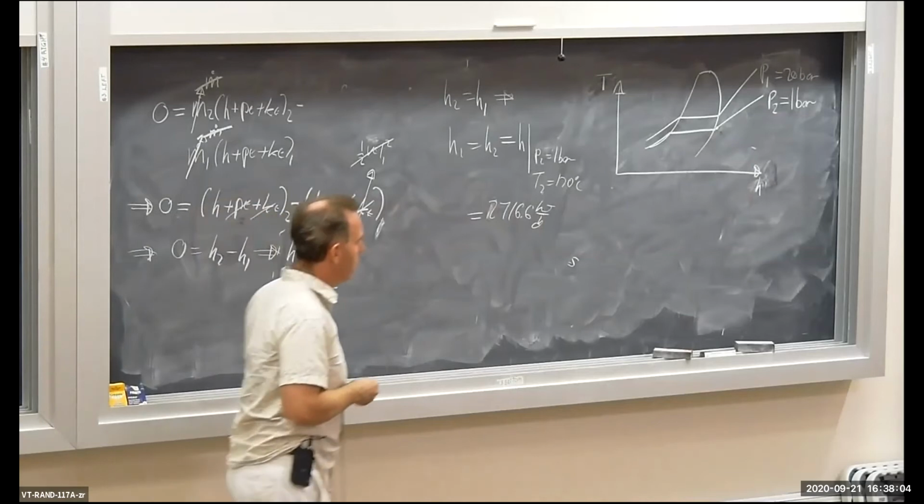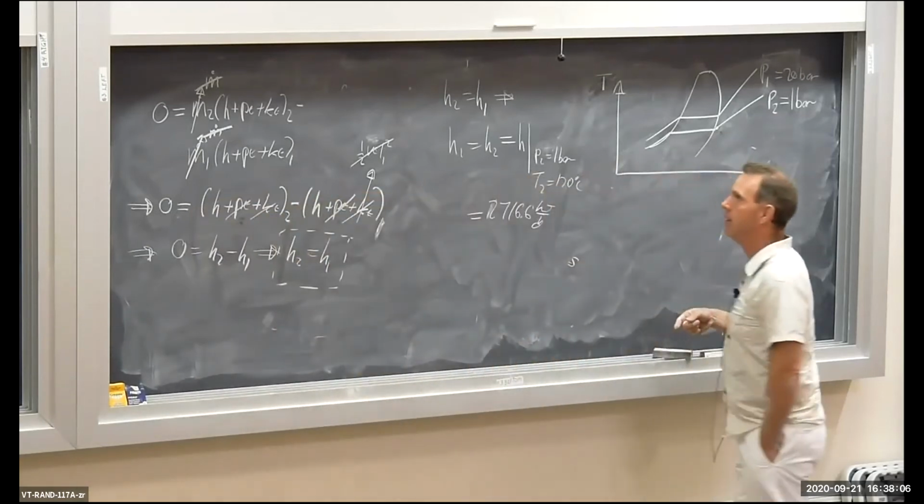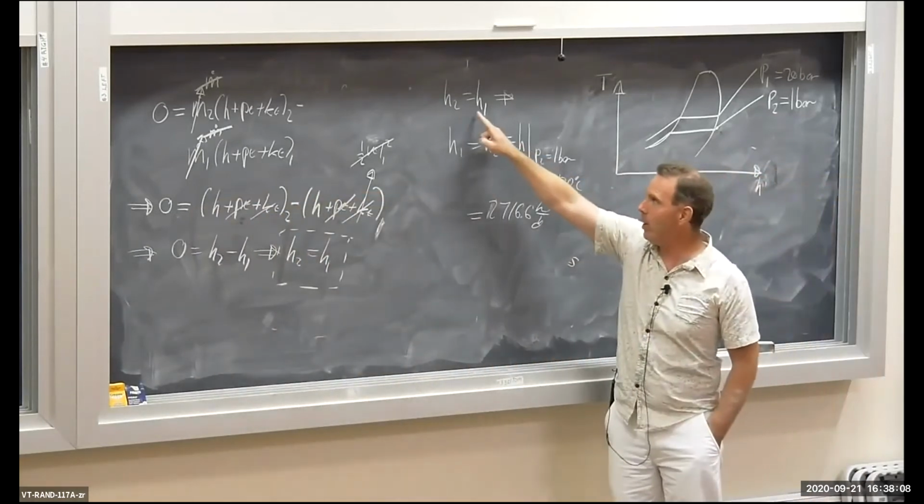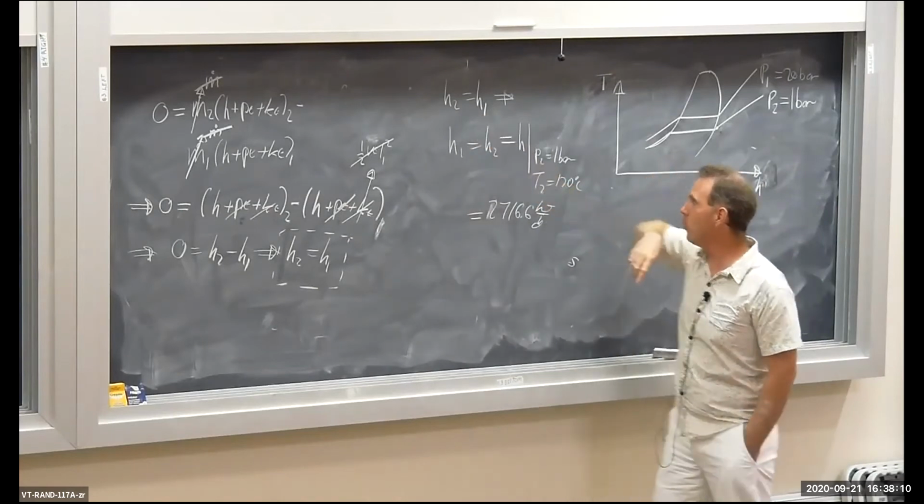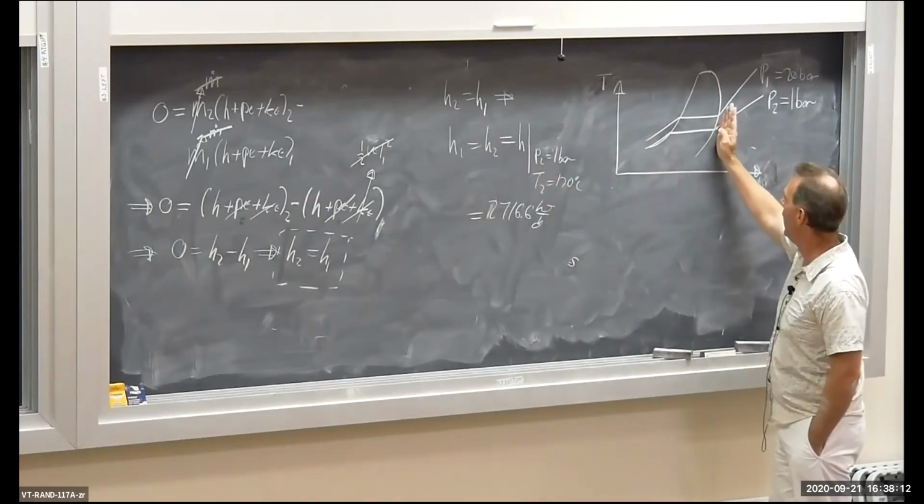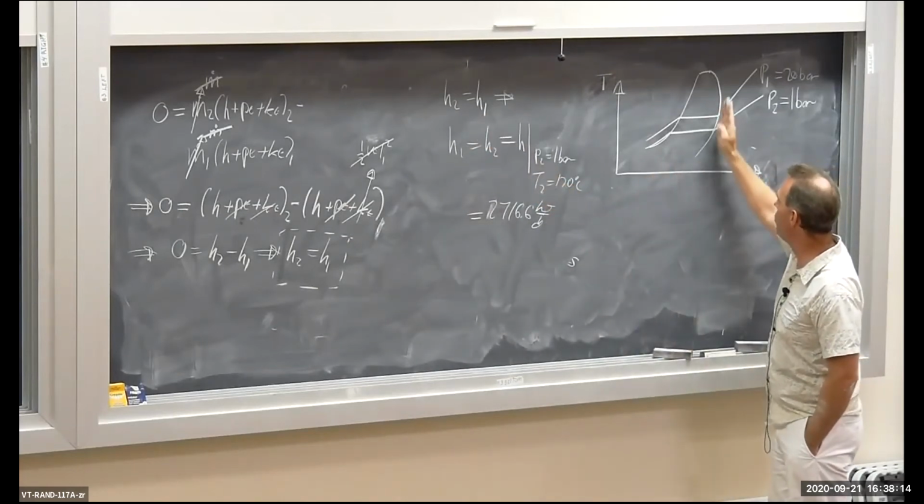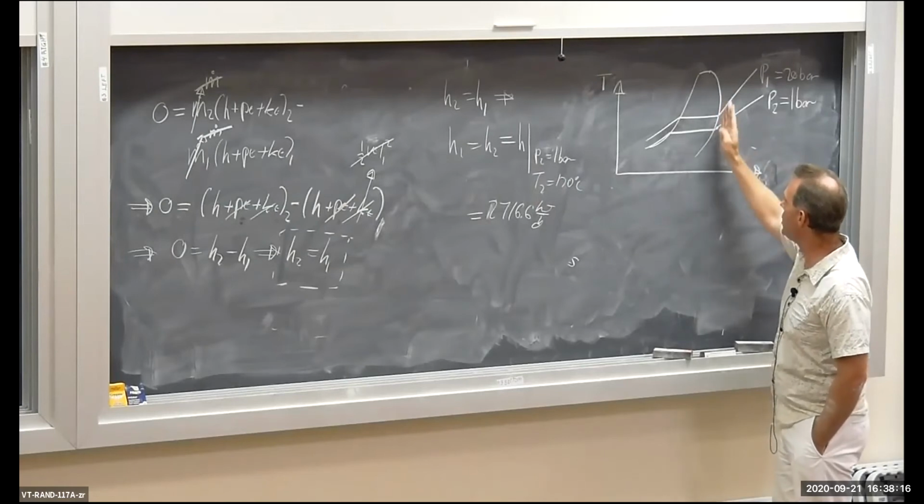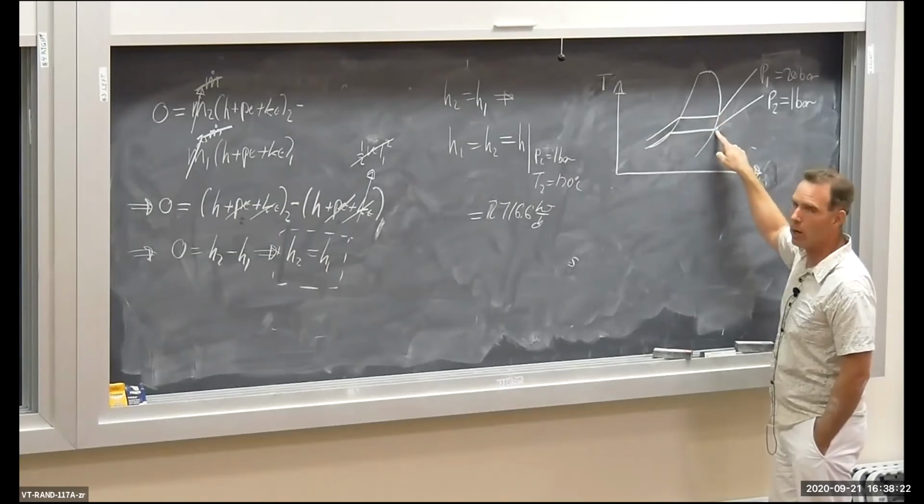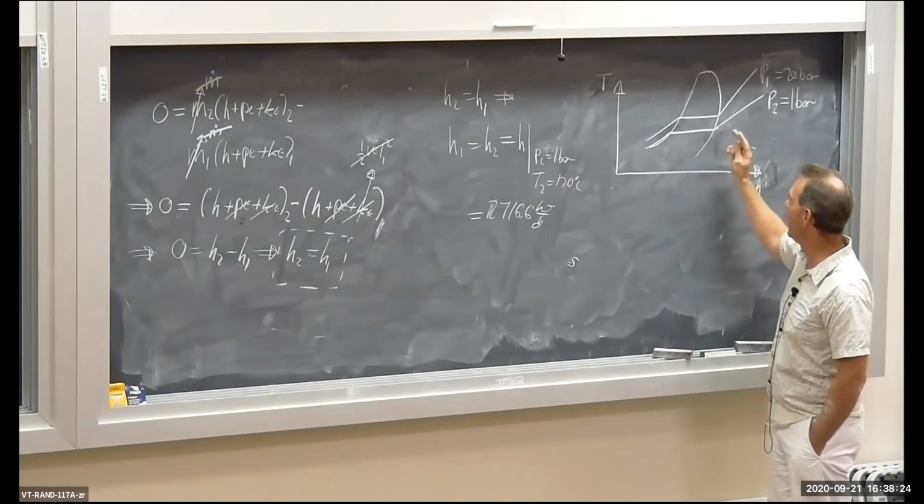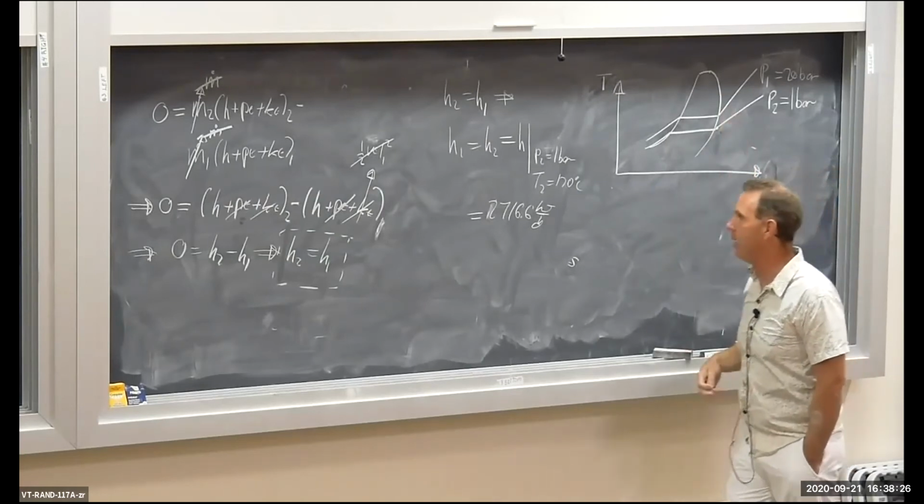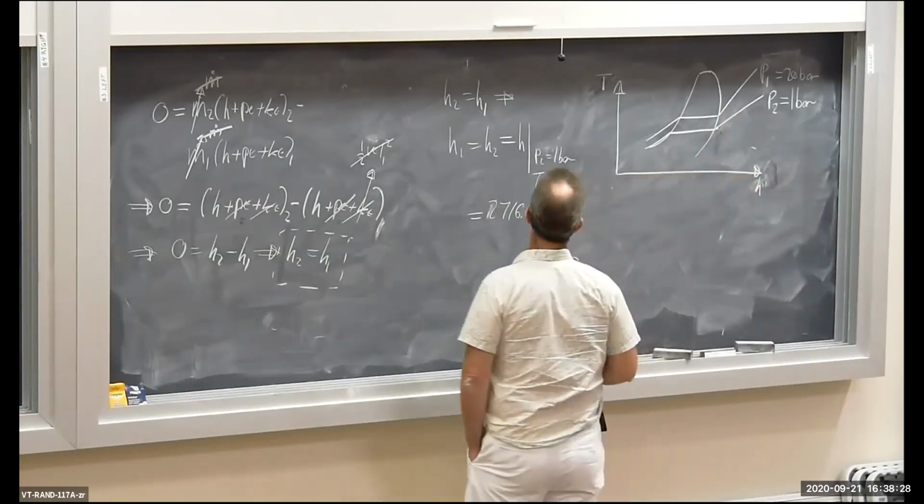Okay, now the isenthalpic, H2 is equal to H1, so a new word. Isenthalpic means that we're moving vertically on the TH plot. We're going from a high pressure to a low pressure on the TH plot, and we're moving vertically up and down. So this is an isenthalpic process.